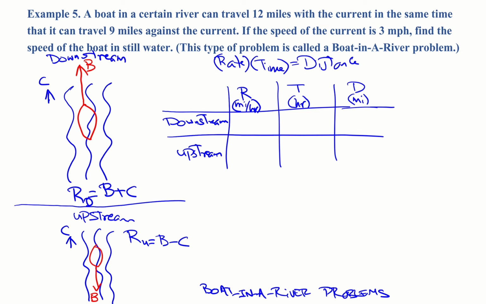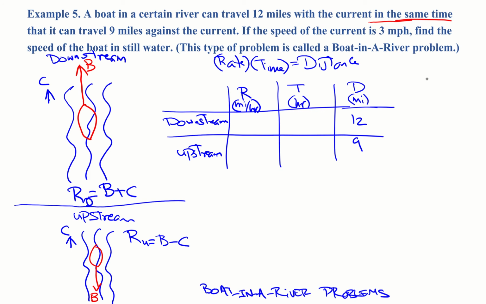All right, so let's see what we have now. We know the distances, don't we? We know that a boat in a certain river can go 12 miles with the current. That's downstream. So we know this is 12. In the same time that it can travel 9 miles against the current. That's upstream. Now, a really important magic word, in the same time. We're going to get back to that in a second.